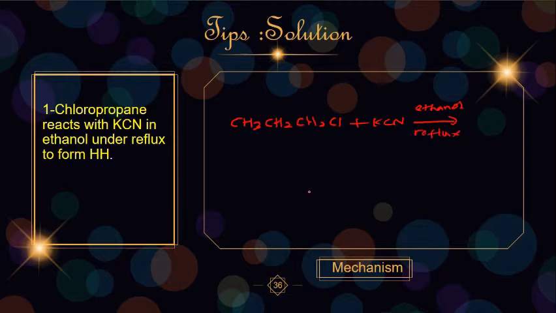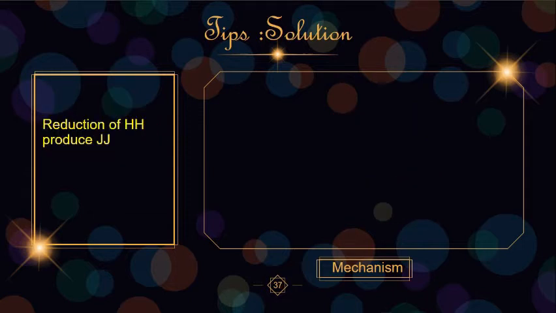So that is the product you can get. To form HH, you just substitute Cl with CN. This is a nucleophilic substitution reaction. So you get CH3CH2CH2CN. Can you see the difference? It is just a substitution. The product you get is HH.